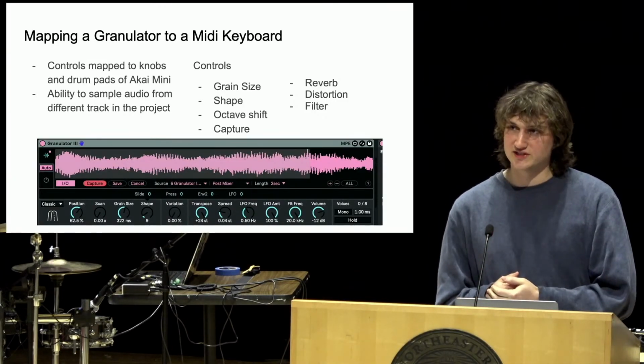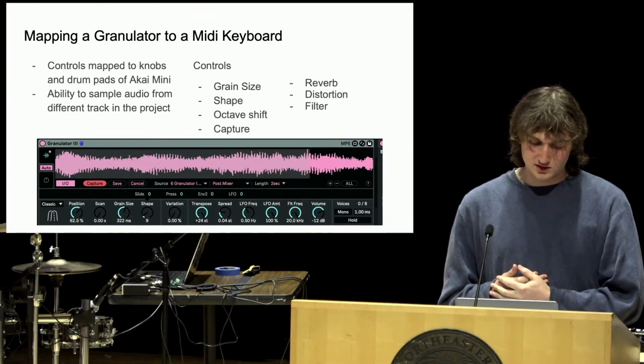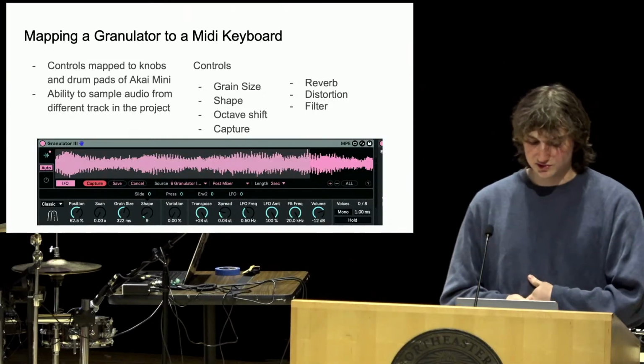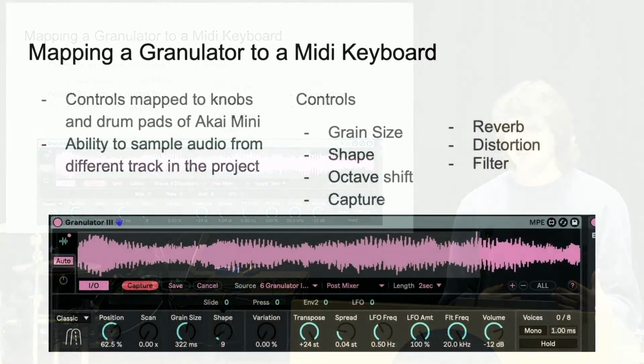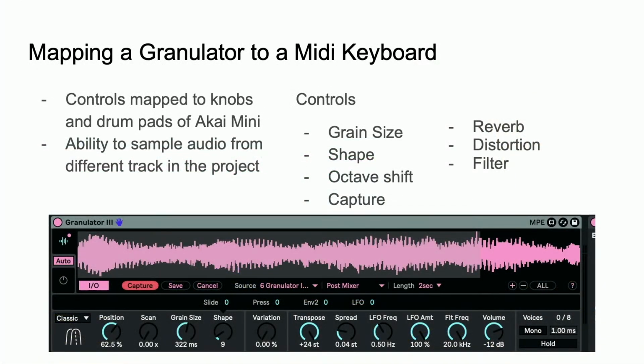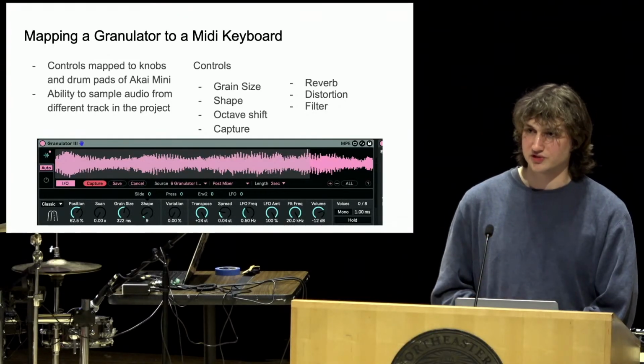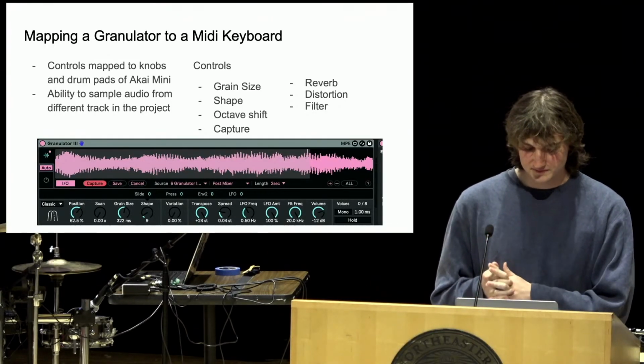One thing I did was map the granulator in Ableton to a MIDI keyboard. I also mapped the capture function, so I was able to live sample audio from my project into the granulator and then control the grain size, which is how long the grain is, and the shape of the grain. I was able to octave shift the sound, and additionally control reverb, distortion, and filter on the granulator.